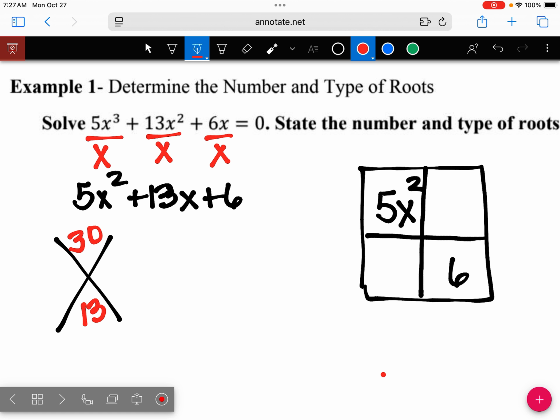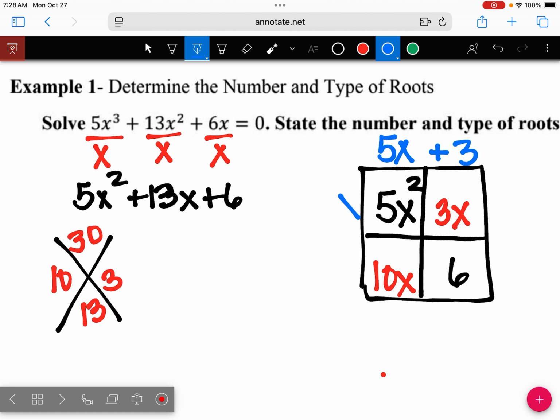Anybody know my numbers? 10 and 3. Okay, yep, so it's 10 and 3. So let's go ahead and put our 10x and our 3x. And let's take out our GCFs. Top column can take out a 5x. Second column, you can take out a 3. Top row, an x. Bottom row is just a 2.